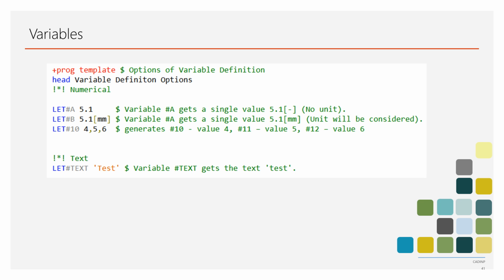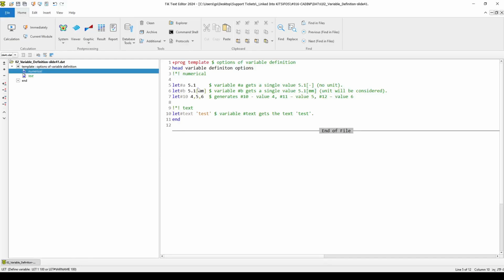I've just created some examples to demonstrate the definition of local variables starting with the let command. The first definition is the simplest one, namely with the let hash a 5.1. As a result of this input, the variable a gets a single value of 5.1. If after the constant no unit is given, or in square brackets a minus sign is entered, it means the variable doesn't hold any unit.